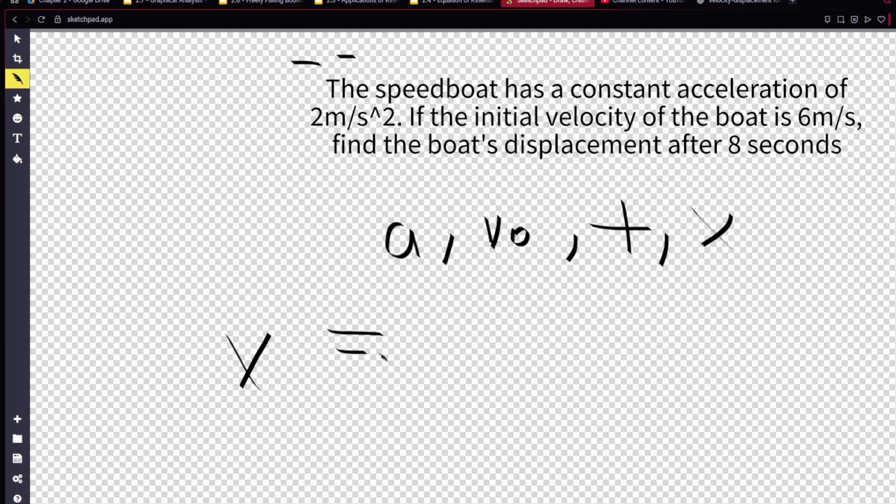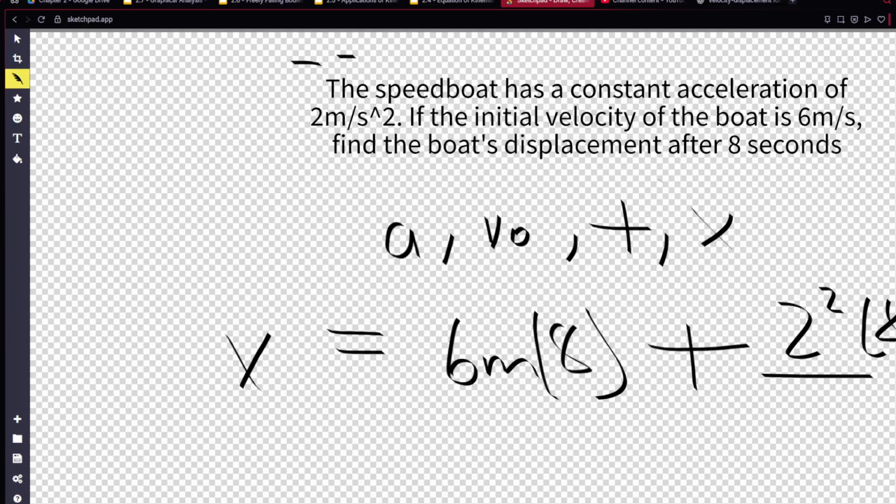We don't have the final velocity, so we can just use the initial velocity, 6 meters times 8, because remember V0t plus at squared over 2. Acceleration is 2, so 2 squared times time divided by 2. As we use some algebra, we'll do 48 plus 16, and we get 64. So let's see if this is correct using our book.